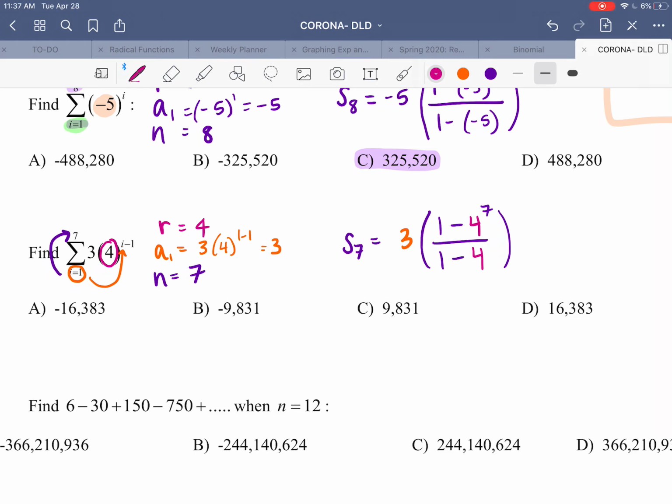Three times 1 minus 4 to the 7th, divided by 1 minus 4. And that should give you 16,383, which is D.